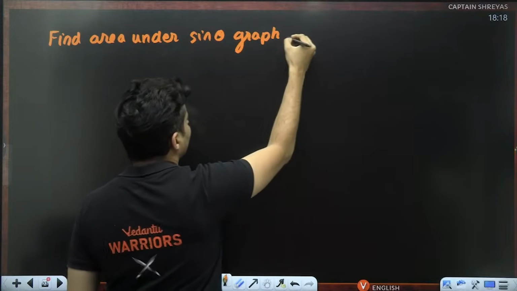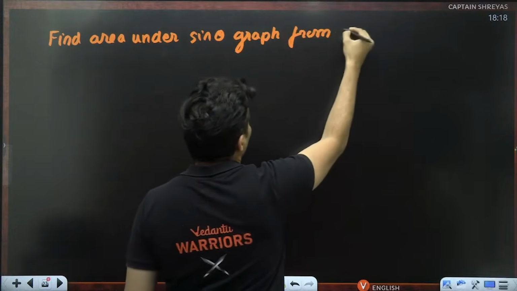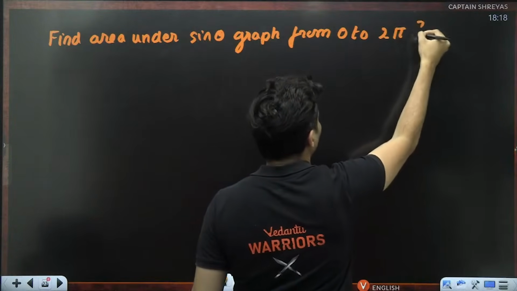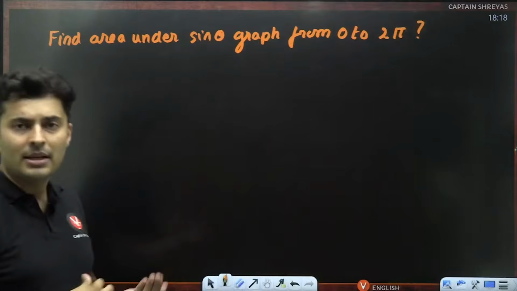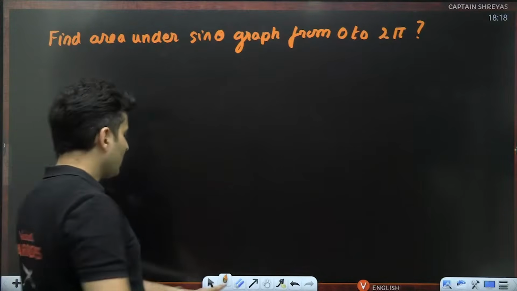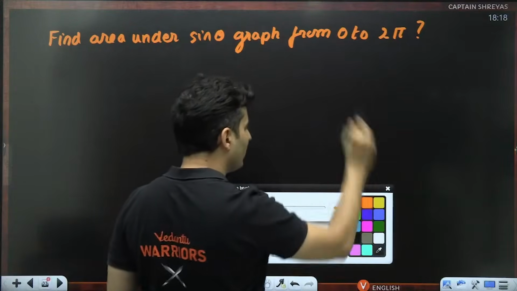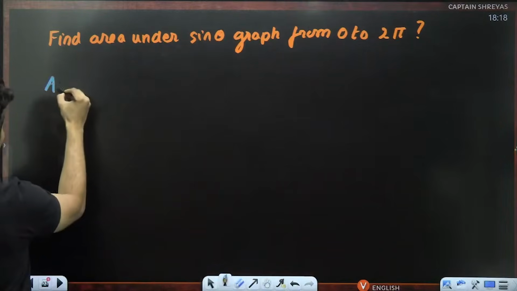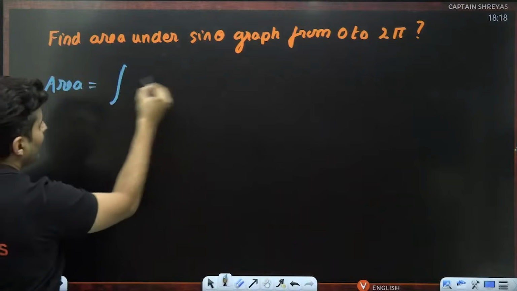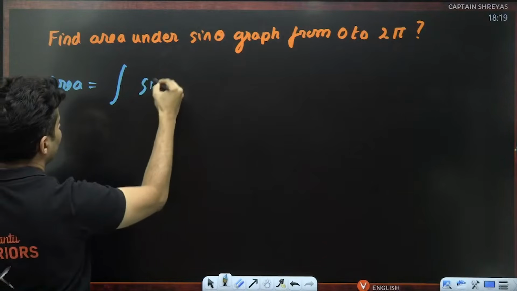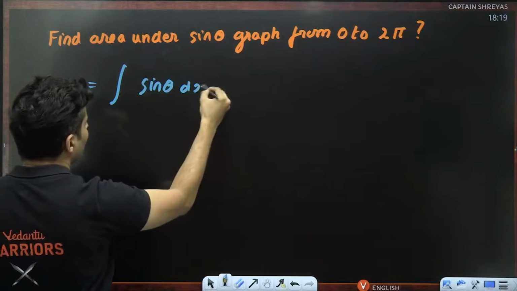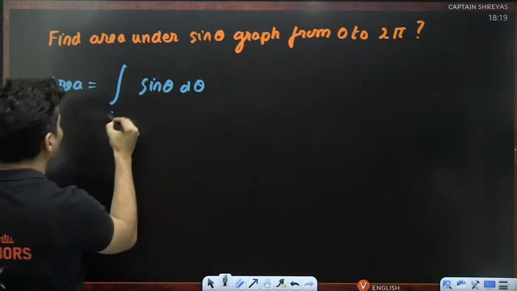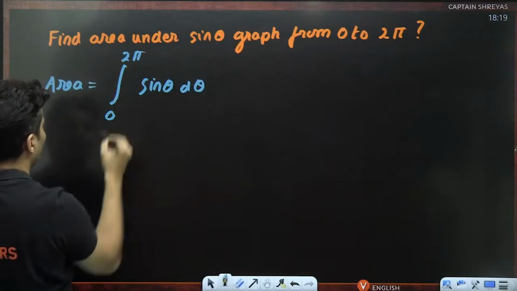Find the area under the sine theta graph from 0 to 2 pi. From 0 to 2 pi. 2 pi radians is basically one complete cycle. So let's try to do this problem even without thinking about the graph. Whenever we want to find the area under anything, I have to integrate that function. In this case, it is basically sine theta. And the limits are already given, 0 to 2 pi. Put 0 over here, 2 pi over here.